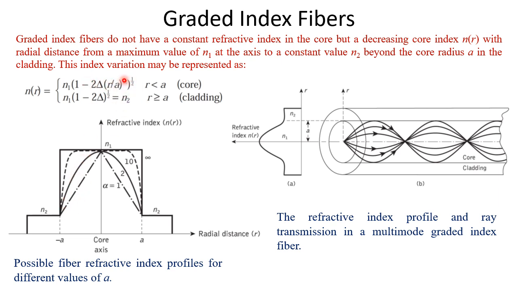So depending on the value of alpha, we have different profiles. For alpha equal to 2, we have a parabolic profile. For alpha equal to 1, we have a triangular profile. So depending on the value of alpha, we have different profiles.